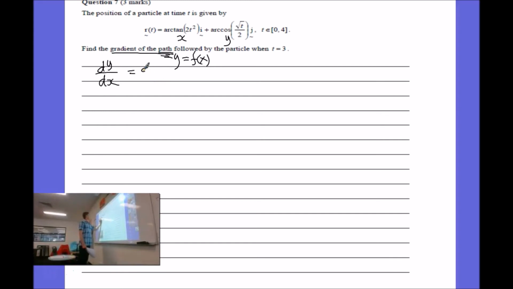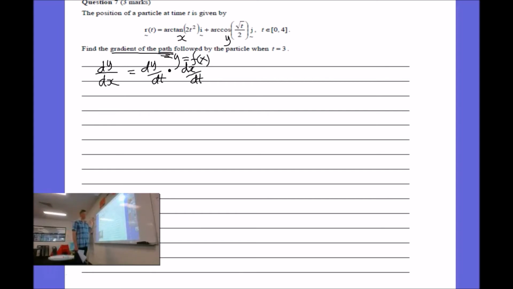So our derivative of y with respect to t, multiplied by the derivative of x with respect to t, like so, combined together in a chain rule. Well, that will give us our gradient of the path, dy dx. Alright, so that means I've got to differentiate each of those two functions.